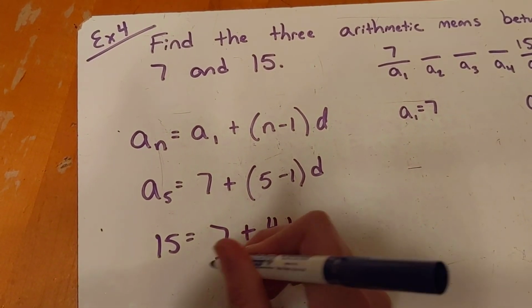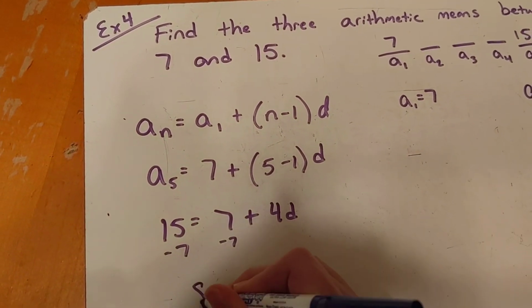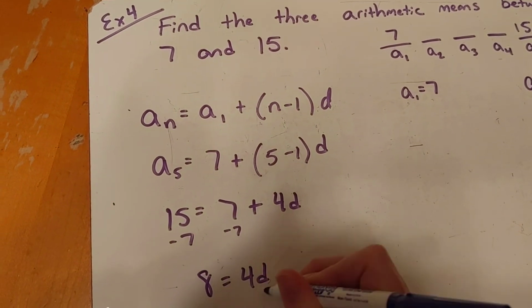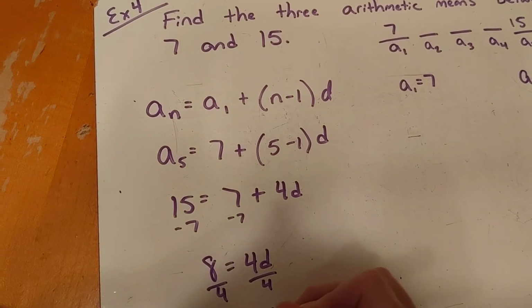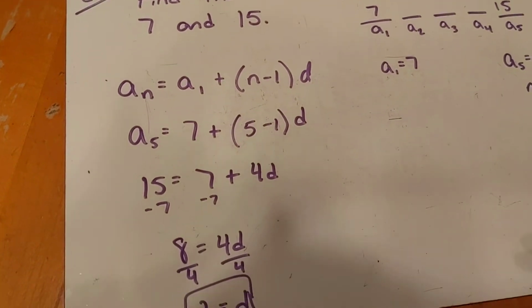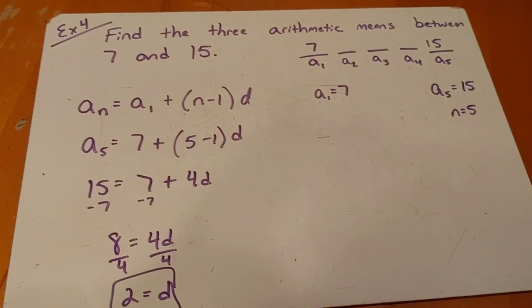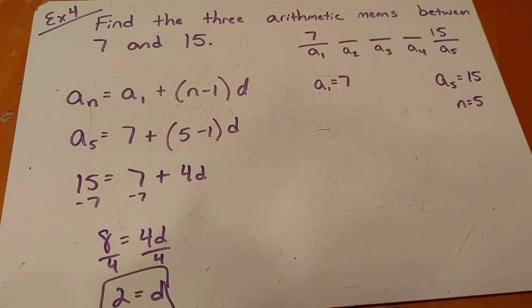Solve for D, subtract 7 on both sides. That means 8 equals 4D. Divide by 4 on both sides. D, or my common difference, is 2. Now, I am not actually going to take the time to find the explicit formula here.